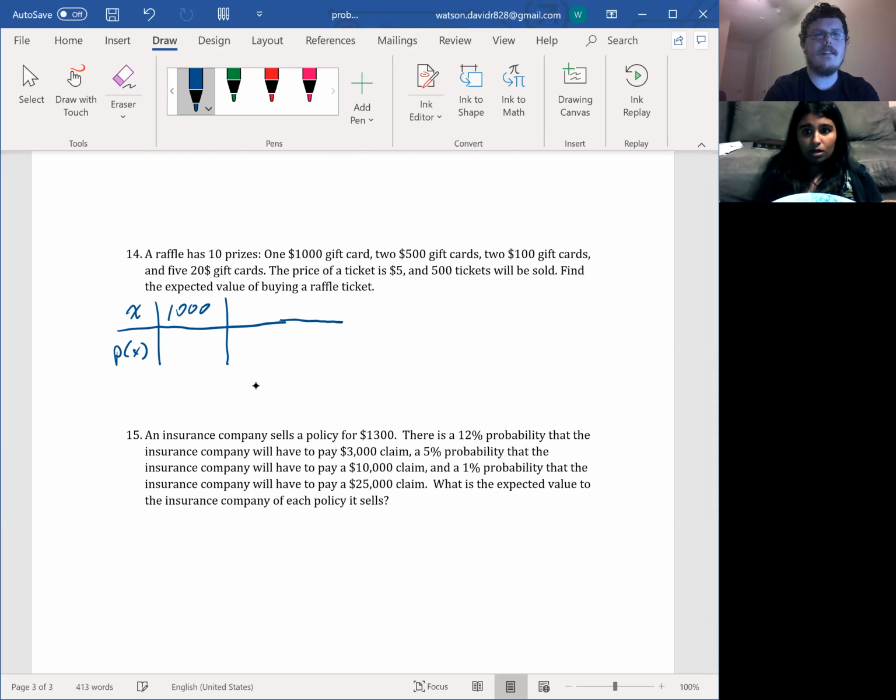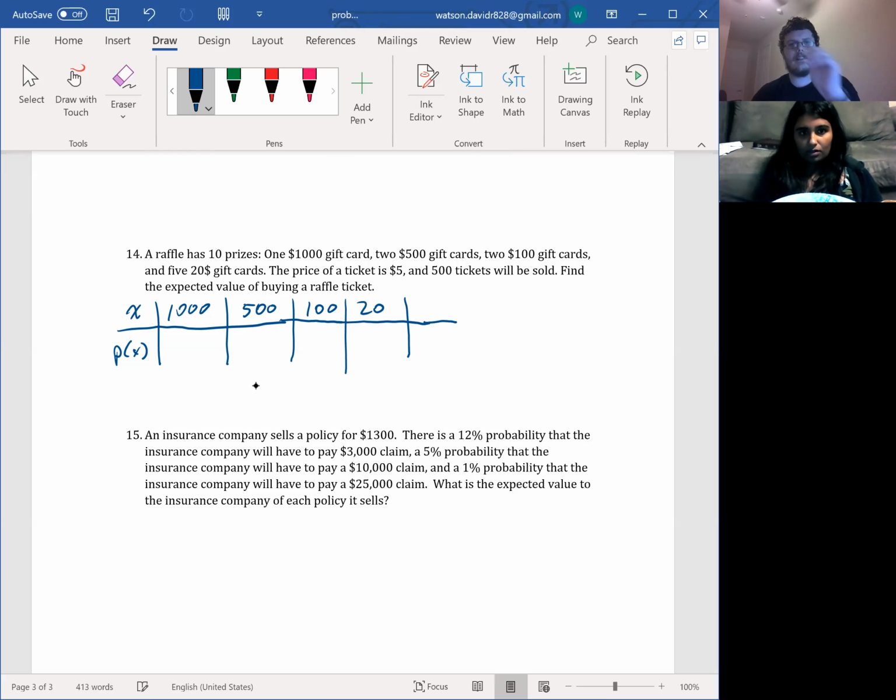So 1,000, 500, 100, 20, and there's one more thing to put in X. It's the price of the ticket. So the ticket is $5. So that means we just do minus 5 there. So remember, we're buying the ticket, so we're losing money on the ticket.